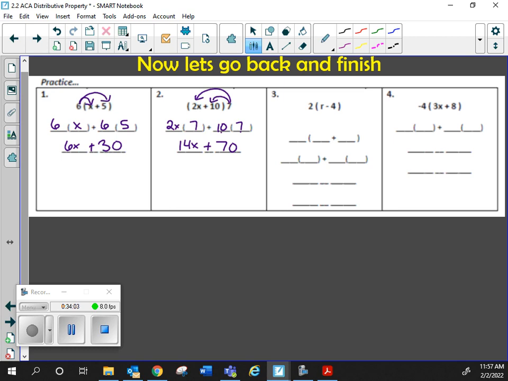Okay. Next one, I see that evil operation of subtraction, so I'm going to rewrite it. I'm going to keep the 2, and then instead of r minus 4, I'm going to say r plus negative 4. Next step, what do I need to do? I need to distribute. So 2 and r, and then 2 and negative 4.